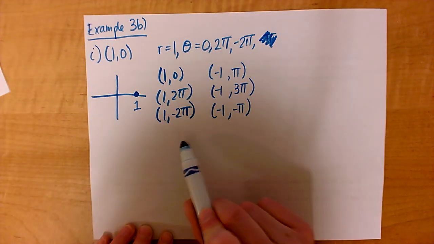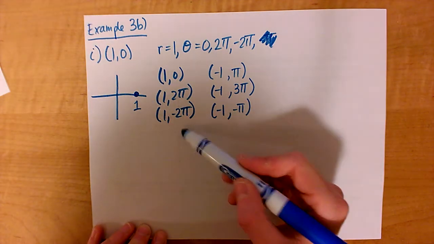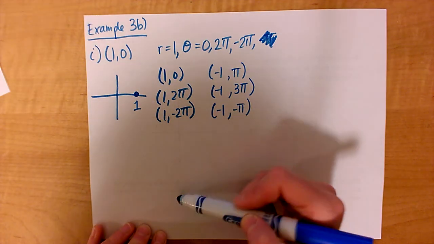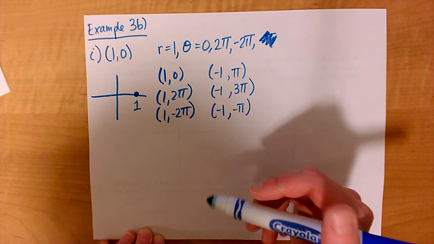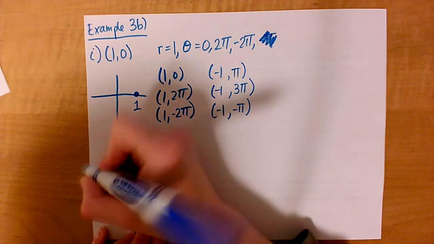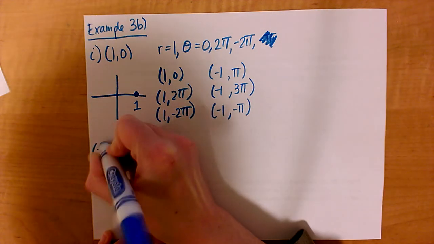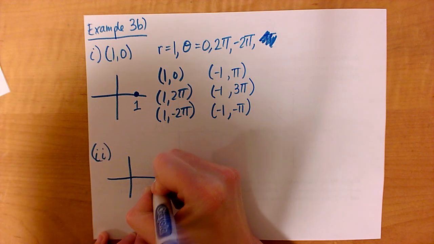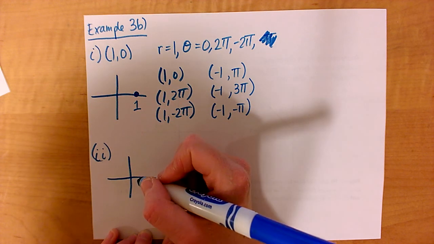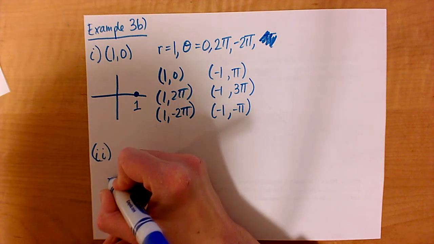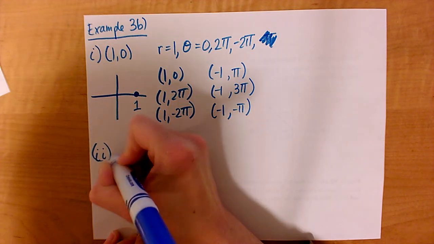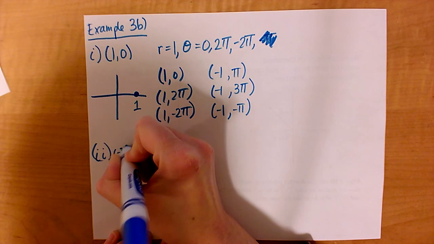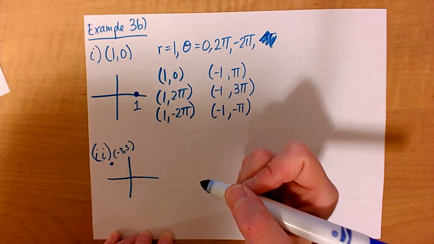So you only had to give 2 options, but there are lots of different ways that you could go, and you could keep going around the circle in either direction, positive or negative. Okay, and then for Roman numeral 2, we have the point negative 3, 3. Let's see, negative 3, 3, which is going to land us up here.